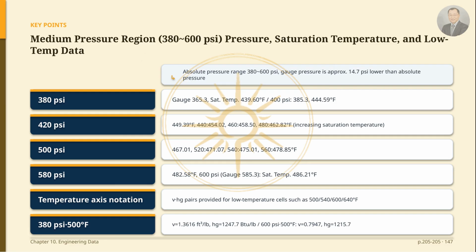temperature cells, such as 500, 540, 600, and 640 degrees Fahrenheit. For example, at 380 psi and 500 degrees Fahrenheit, the specific volume is 1.3616 and the total heat is 1247.7, while at 600 psi and 500 degrees Fahrenheit, the specific volume significantly decreases to 0.7947 and the total heat is 1215.7. You can see the trend that as pressure increases, the specific volume decreases at the same temperature.